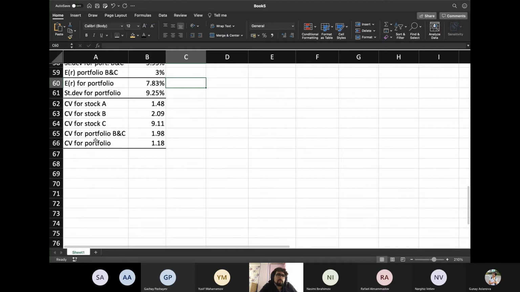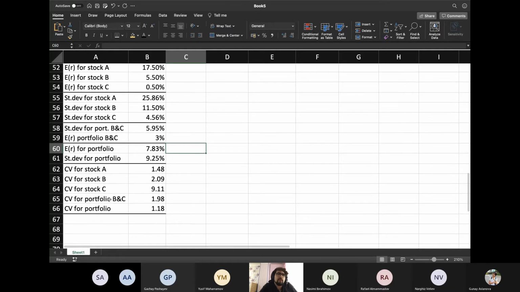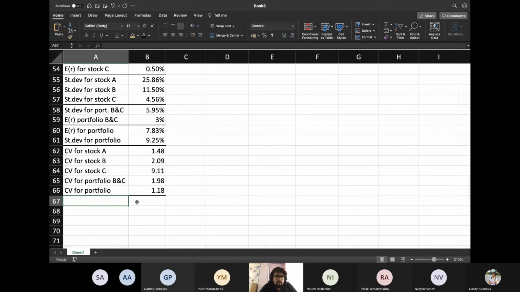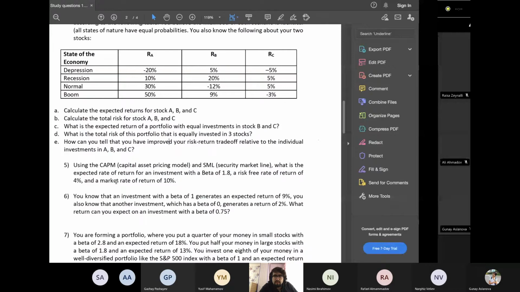So if you add stock D here, for example, and calculate the coefficient of variation for the portfolio of all 4 stocks, it will be less than 1.18 actually. Is it clear?